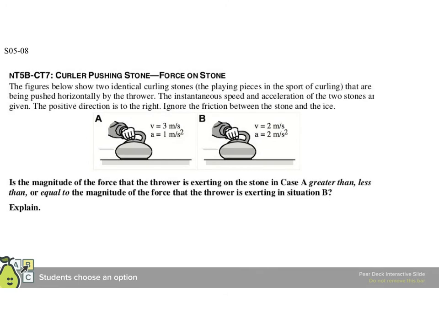The figure shown below shows two identical curling stones, the playing pieces in the sport of curling, that are being pushed horizontally by the thrower. The instantaneous speed and acceleration of the two stones are given. Positive direction is to the right, and ignore the friction between the stone and the ice. So in case A, v is 3 meters per second, but a is 1 meter per second squared. In case B, v is 2 meters per second, and a is 2 meters per second squared. Is the magnitude of the force that the thrower is exerting on the stone in case A greater than, or less than, or equal to the magnitude of the force the thrower is exerting in case B? So take a look, and we'll talk about it in a couple of seconds.